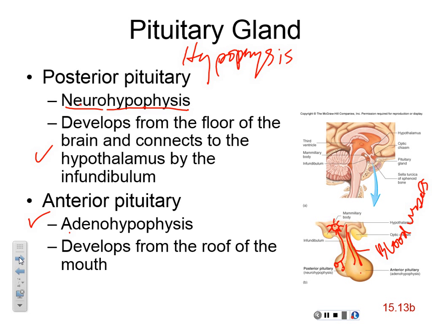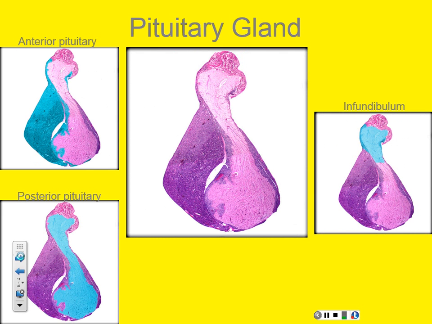Usually in the exam I ask about how the hypothalamus controls the posterior and the anterior pituitary. I usually do that. So you can see how the posterior pituitary is attached by this infundibulum, whereas the anterior pituitary is not. So the blood vessels connecting the hypothalamus and the anterior pituitary will carry the hormones through.